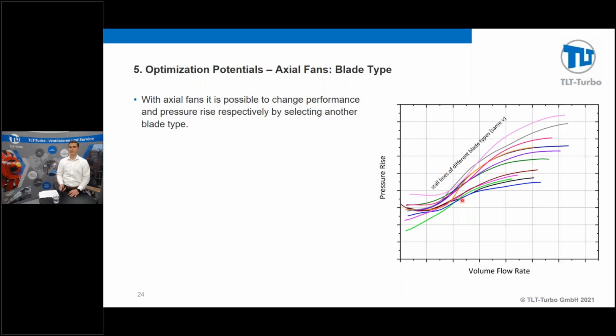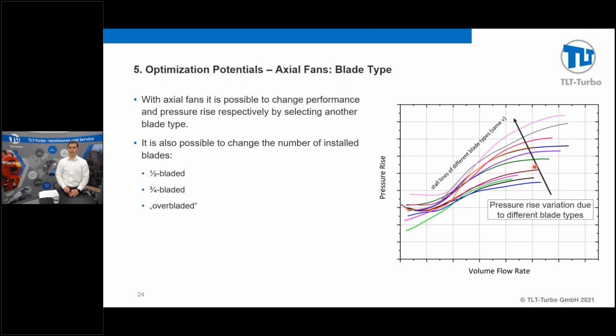And what you see is basically the stall lines of each and every blade type in this case. And you see that by changing the blade type itself, we can adjust to different pressure levels, and of course also change the influence on the efficiency. That's not everything. You could also imagine having only a fraction of the blades installed, so maybe half-bladed or three-quarter bladed. A special case would be over-bladed.